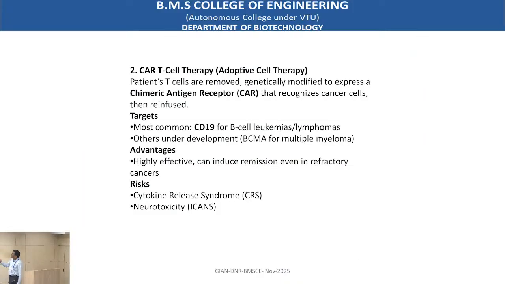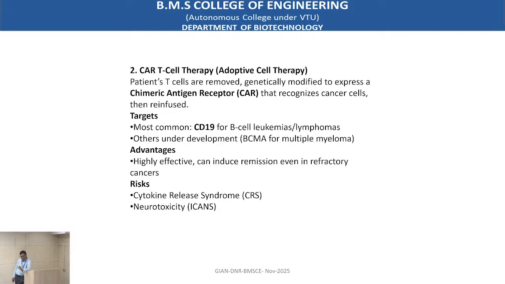Then there is CAR T cell therapy. That means chimeric antigen receptor. T cell receptors are the ones that go and bind and recognize the cells. After that, it makes a decision whether it's a good one or bad one. If it's a bad one, then it will kill them. That's the strategy they are going to use here.